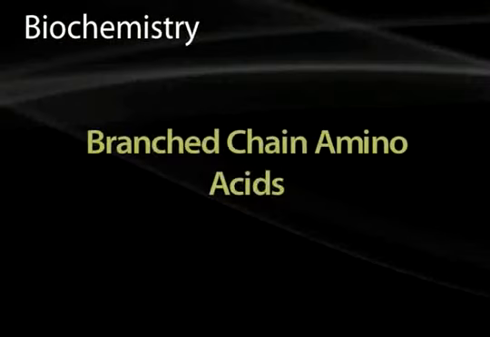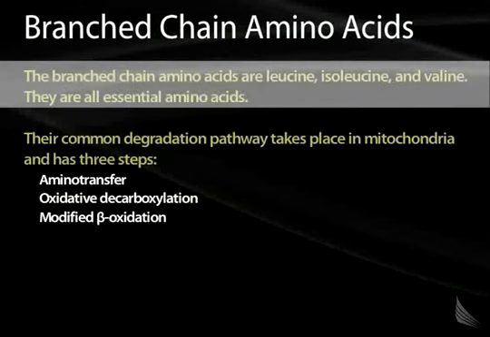In this section, we'll discuss the branched chain amino acids. The branched chain amino acids are leucine, isoleucine, and valine. They get their name because they have branching of the hydrocarbon chains on their side chains. These are all essential amino acids, have to be obtained in the diet.